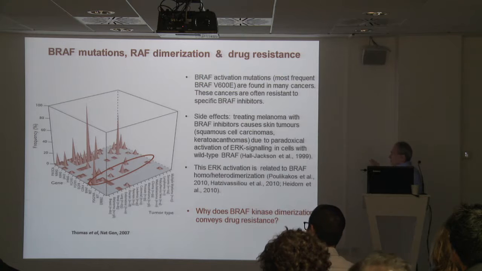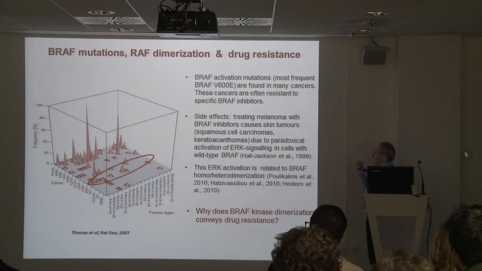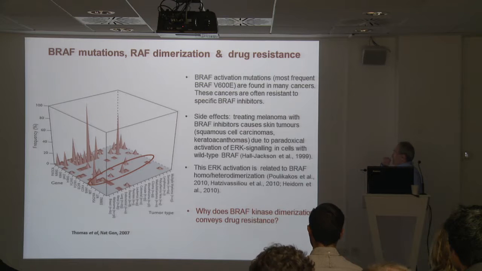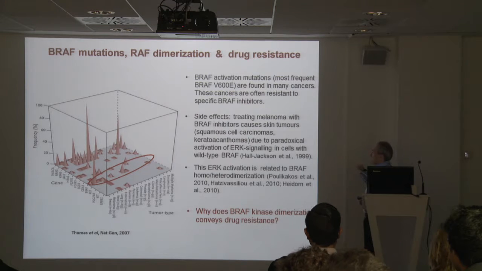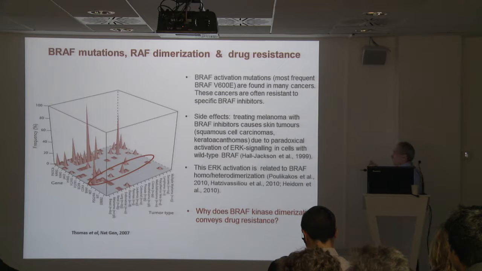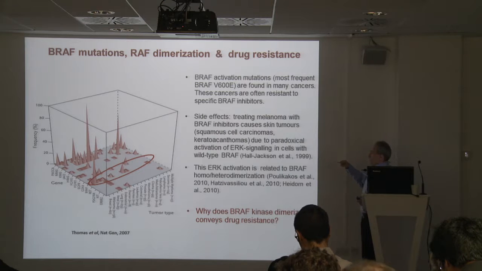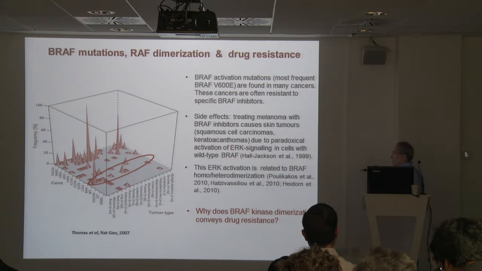So, why does resistance to inhibitors which inhibit BRAF occur? These BRAF activation mutations are found in many cancers, and these cancers are resistant to specific BRAF inhibitors. Moreover, these BRAF inhibitors cause so-called paradoxical activation. So you give an inhibitor, and instead of inhibiting the whole pathway, meaning ERK, you see activation of ERK signaling, and this is called paradoxical activation.